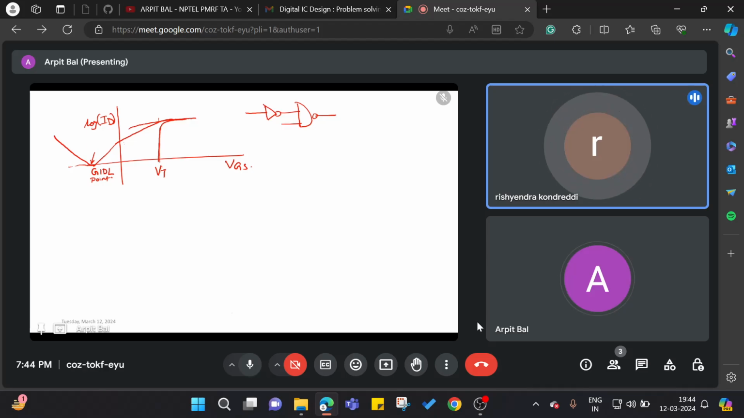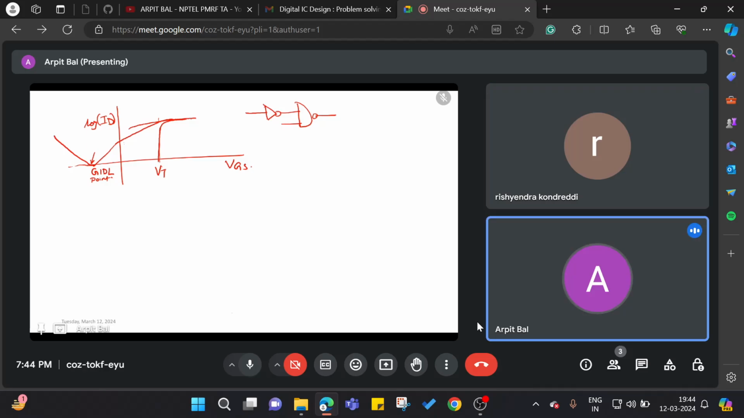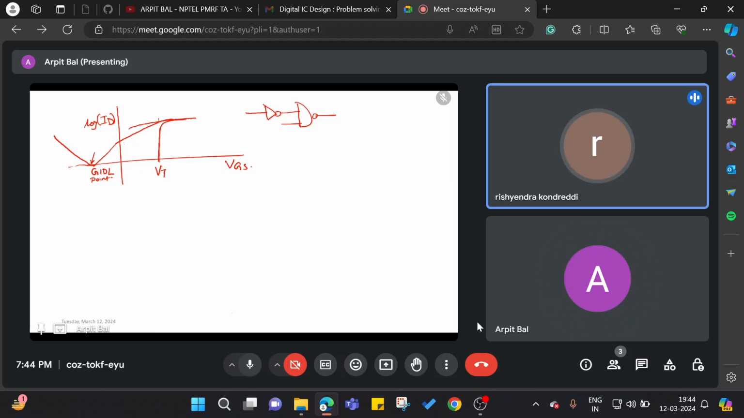Okay, sir. My doubt is, if the input capacitance of the NAND and NOR gate is the same, but the input resistance is not the same, then how will the delay be affected? I have never thought about the input resistance part, but yes, you can try it out using the Elmore delay method. Okay, sir, I think that can be done.